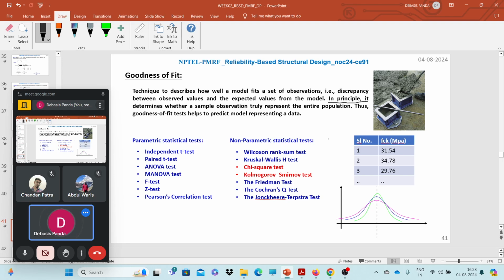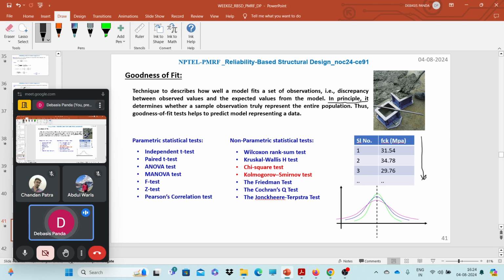Let me go to an example, this slide is taken from your course slides. If we have n number of concrete cubes tested in the lab and we have the fck values, and someone wants to say which distribution should fit those samples, or simply, if from those samples I need to find the best fit for the population, we need to go for the goodness of fit test.